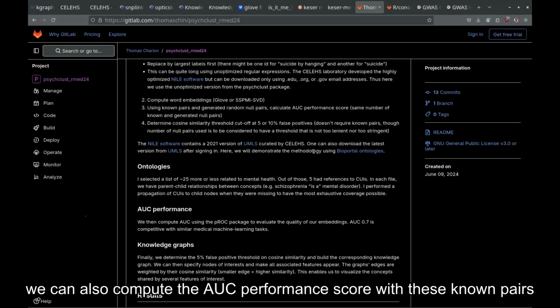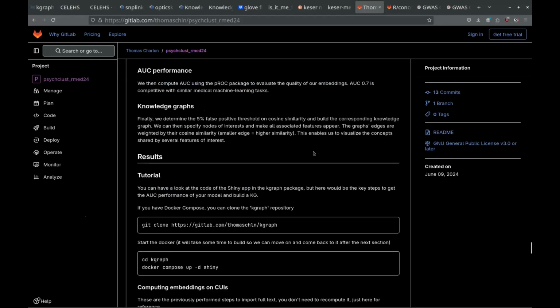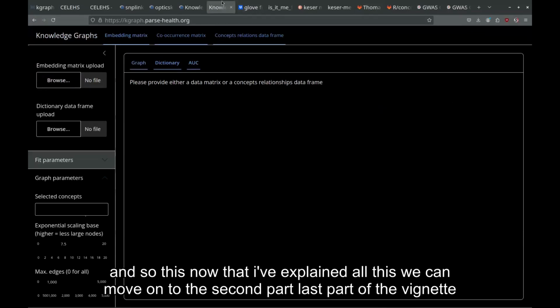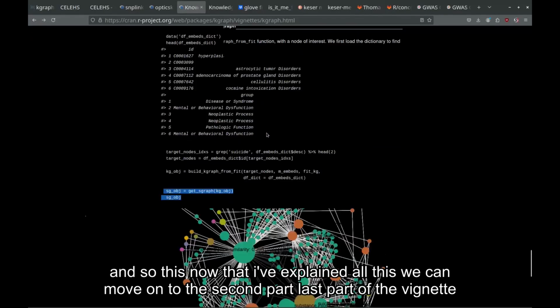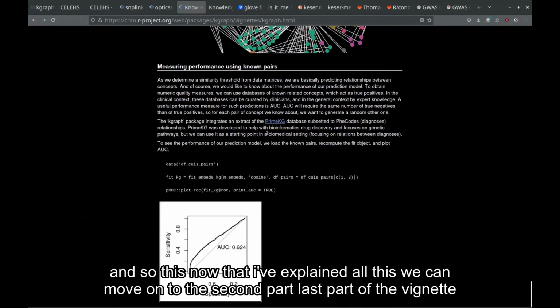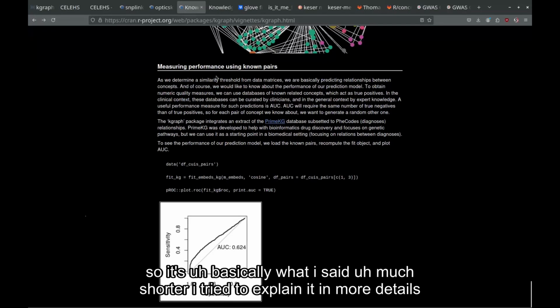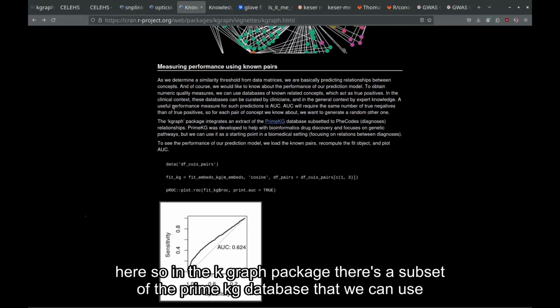And we can also compute the AUC performance score with these known pairs. Now that I've explained all this, we can move on to the last part of the vignette. It's basically what I said, much shorter. I tried to explain it in more details here.